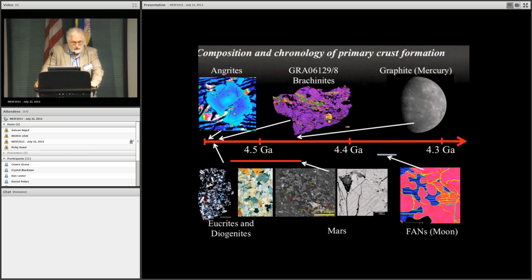This diagram really shows some of the diversity that one sees in some of these initial melting products produced during the initial stages of differentiation. These are primarily crustal lithologies, and there's a great deal of diversity. For example, in the upper left-hand corner, the angrites, these are very exotic lithologies representing exotic melts that appear to be very silica undersaturated.